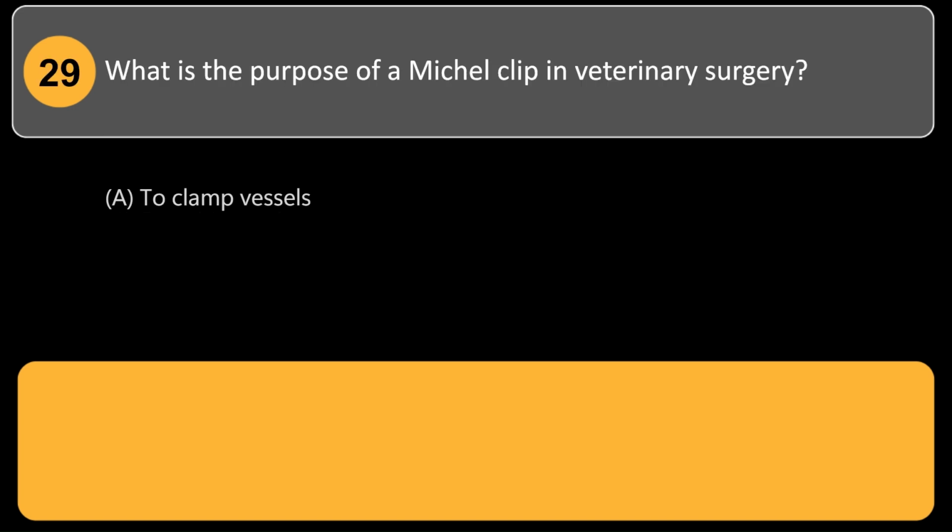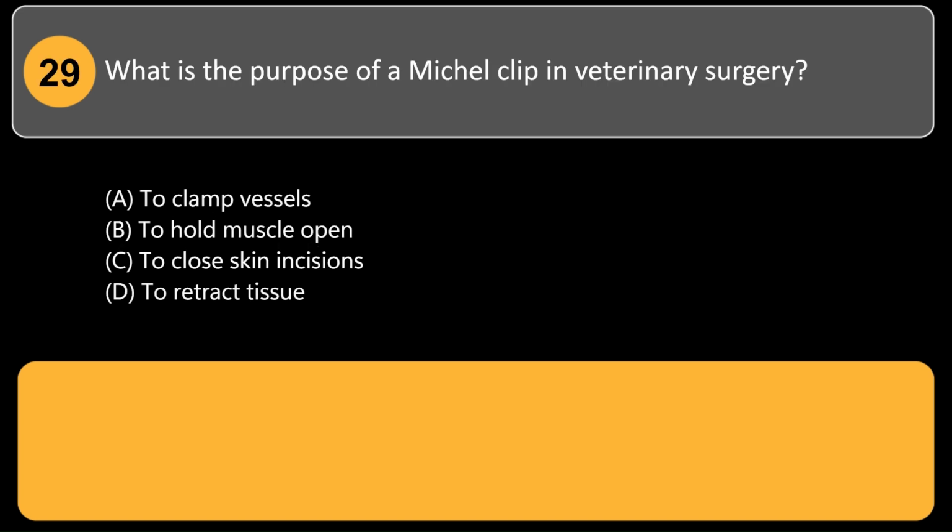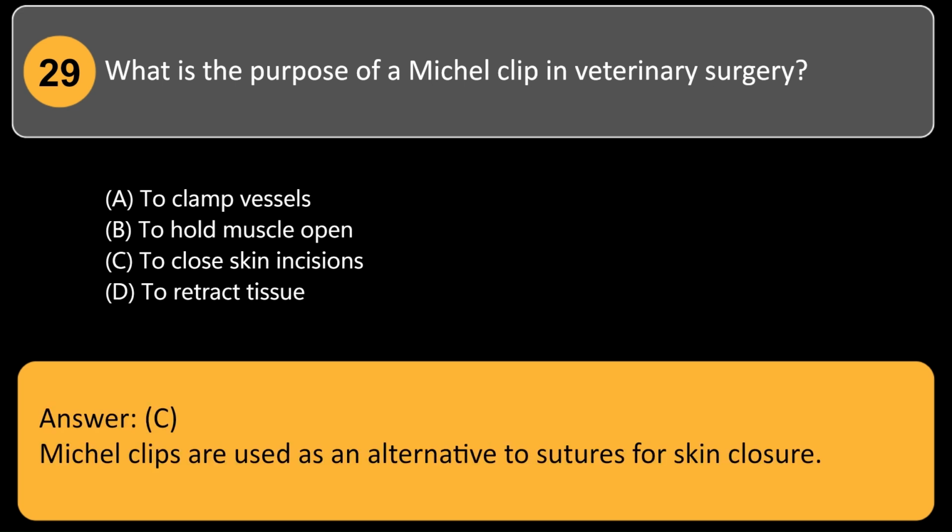What is the purpose of a Michel clip in veterinary surgery? A. To clamp vessels. B. To hold muscle open. C. To close skin incisions. D. To retract tissue. Answer, C. Michel clips are used as an alternative to sutures for skin closure.